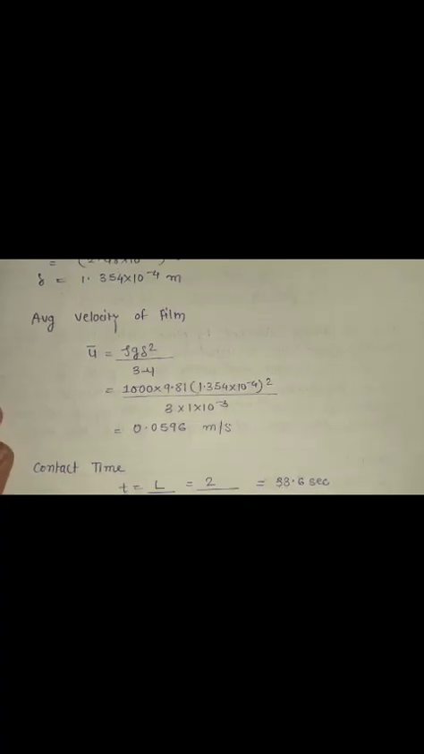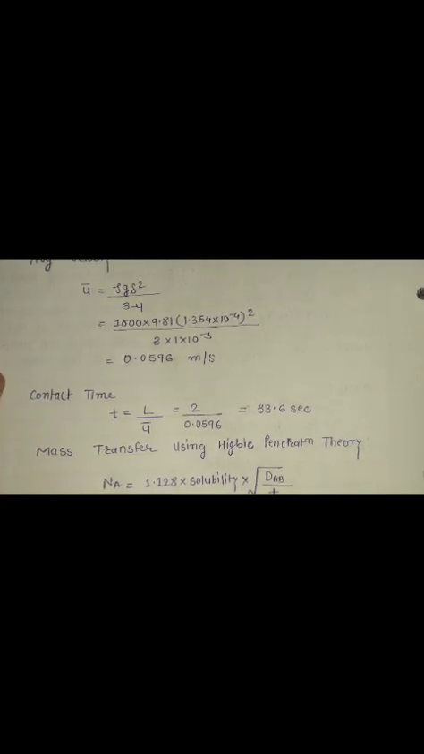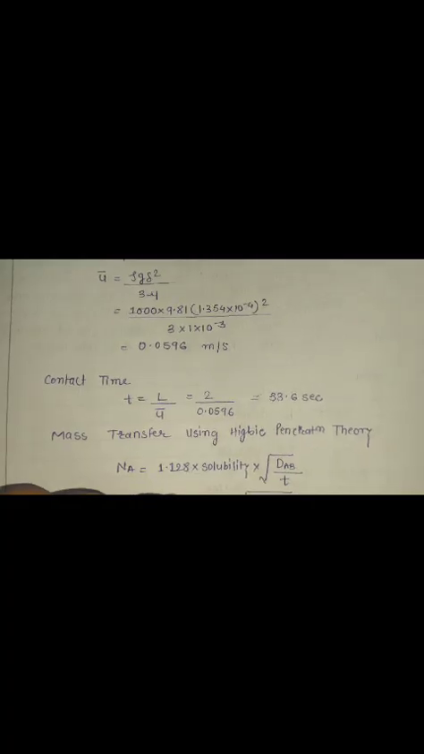After calculating the film thickness, we will calculate the average velocity of the film by the formula rho g delta square upon 3 mu. After calculating the average velocity of the film, we will calculate the contact time by dividing length by velocity.